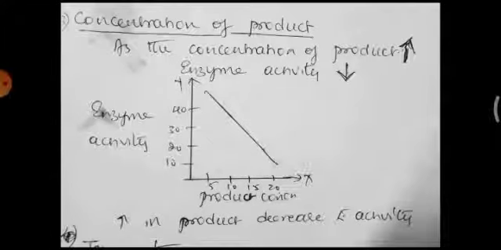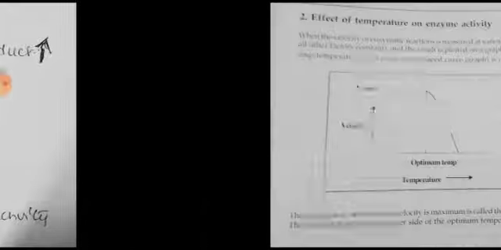Increase in product concentration, enzyme activity decreases. You can see it in the bottom. So increase in product decreases the enzyme activity. So this is about the factor of product influencing enzyme activity.